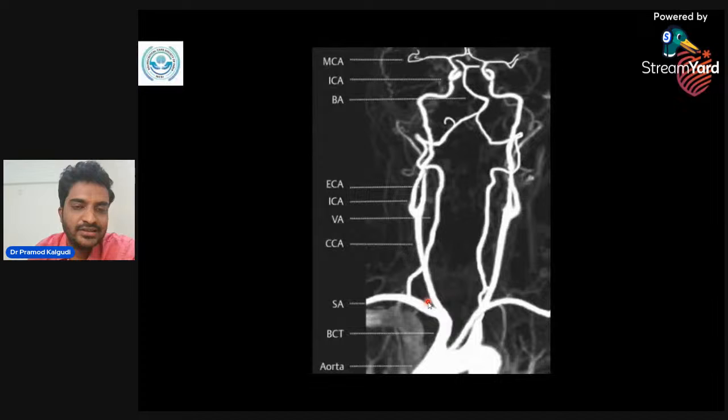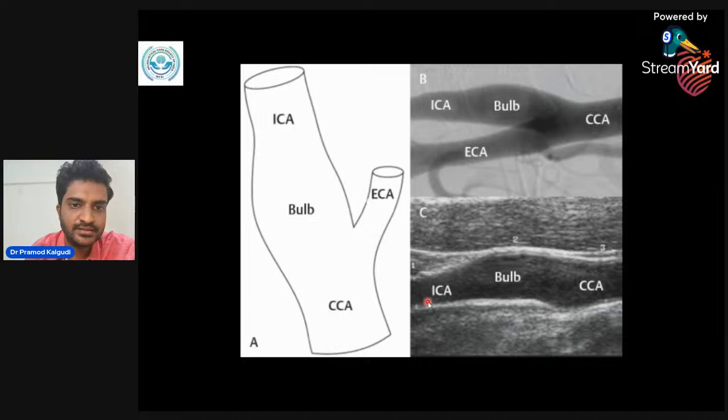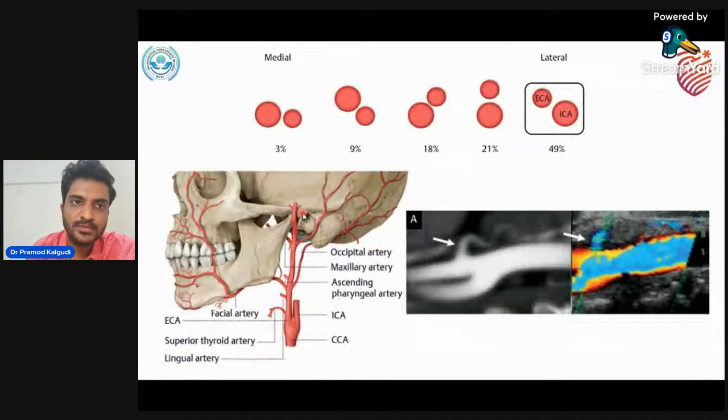So this is basically the neurovascular anatomy we are going to discuss, starting with the subclavian, going upwards, the extracranials, and then the intracranials. With the extracranial, we have the common carotid, external carotid, and internal carotid. Before we have an internal carotid, we have a bulb to look at. Most commonly we get the ICA placed laterally to the ECA. But how do we differentiate the ICA and ECA when we scan?